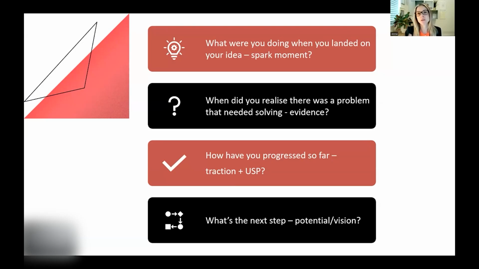And this is really where that unique selling point comes in. So how have you noticed how you're different to competitors? How have you noticed that there was a need for a different angle, a different approach, a different type of product that's not on the market at the moment? And finally, what's the next step? So what's the potential and what's the vision for your business? And this is really trying to give you this really nice journey, this nice pathway of when you started this idea, where it came to mind, what's the progress you've made so far, what's the next step?